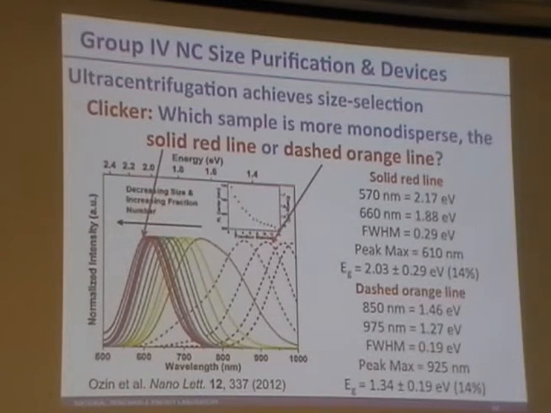So let's look at the dashed orange line. Way over here, it looks much broader. Well, it is, except that we're on a nanometer scale, not an eV scale. That's the trick. Basically, they're about the same in terms of polydispersity, even though their full width at half max is significantly different. That comes from the nanometer to energy eV conversion.